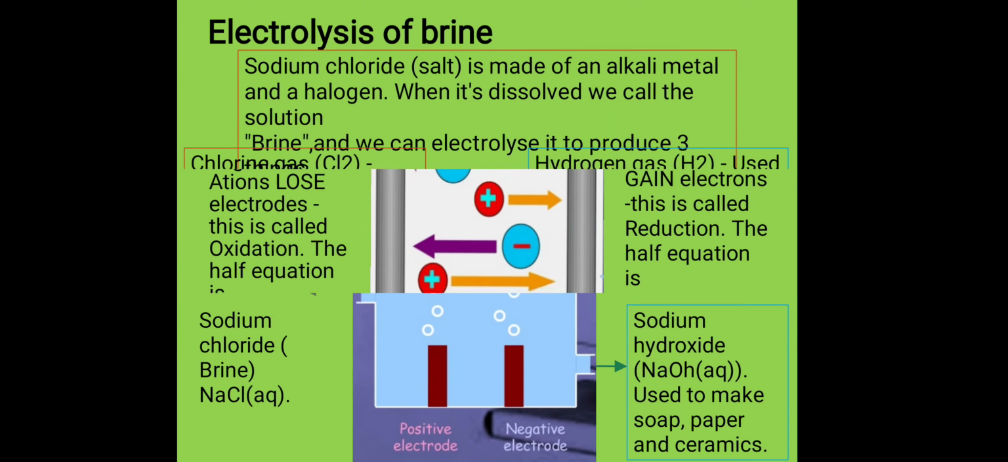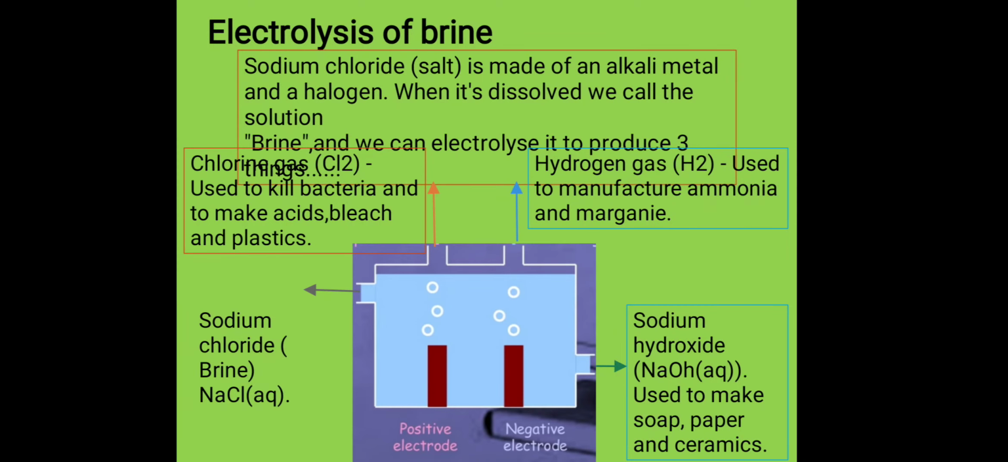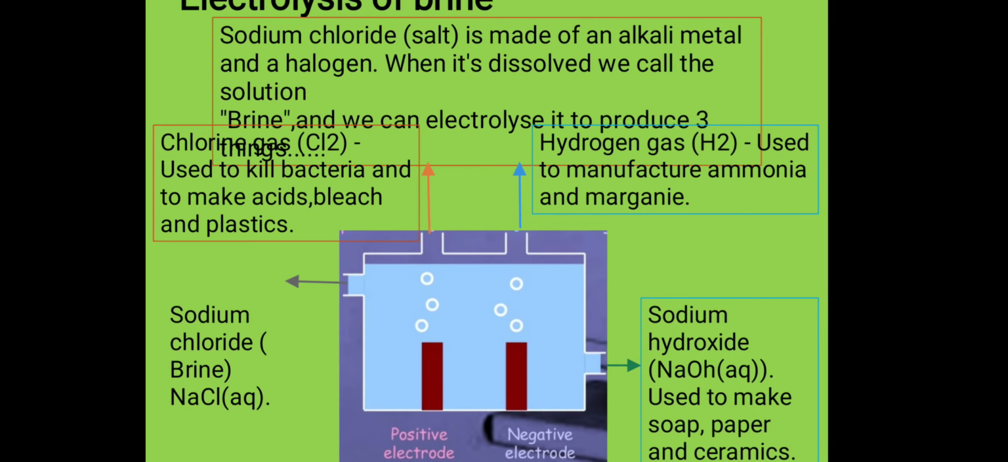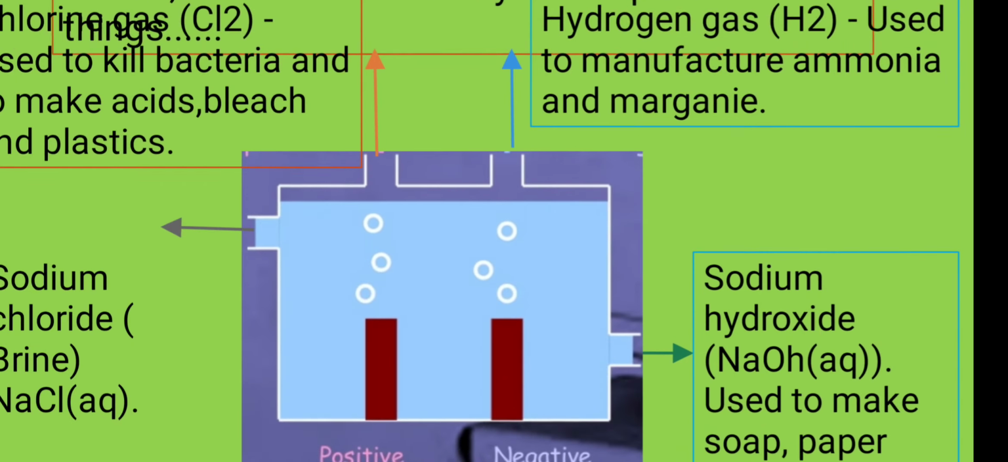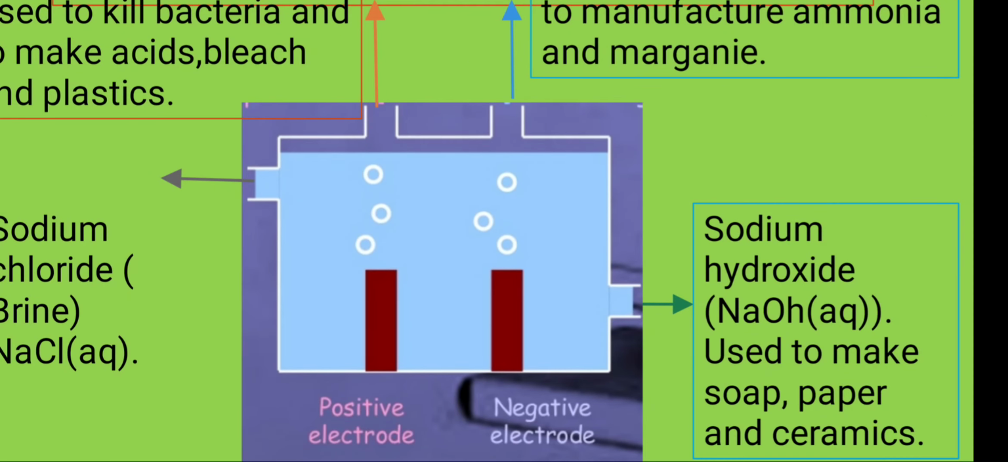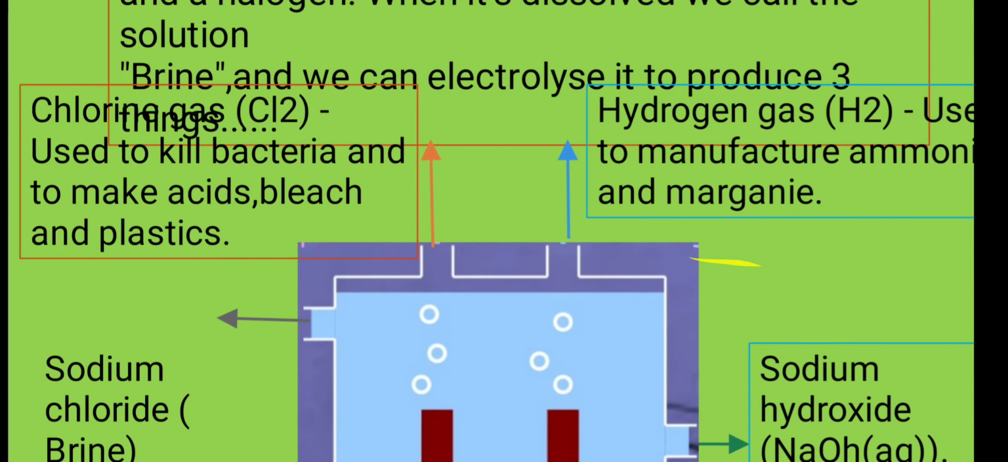Next, electrolysis of brine solution. This is the brine solution. This is the positive electrode, and this is the negative electrode. This is the electrolysis of sodium chloride, that is brine, NaCl. It produces sodium hydroxide, NaOH, which is used to make soap, paper, and ceramics.